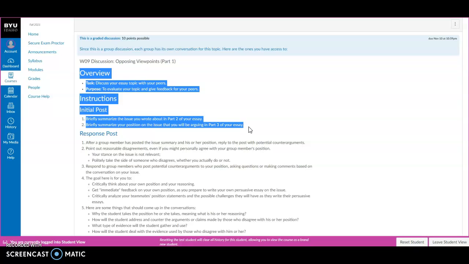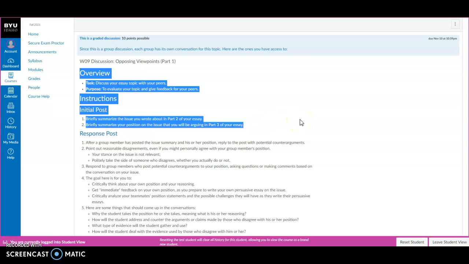Okay, so this should be probably a good clunky paragraph or 2 about summarizing your part 2 and briefly summarizing your position. What is your position on this? So this will probably be the second paragraph of this particular summarization. And that way people can then go and comment.